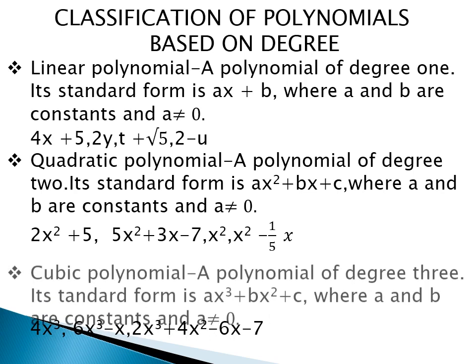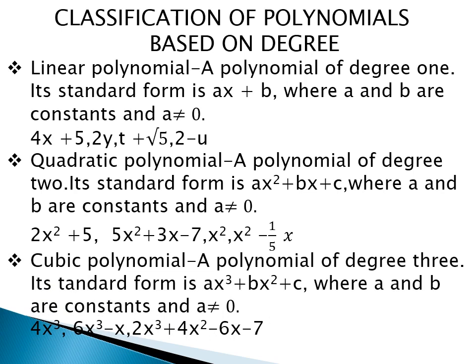Now if you understood the standard form of a quadratic, you can write the cubic easily. This time we have to start with the cube form: ax cube plus bx square plus cx plus d, along with the condition that a, b, c and d are constants and a not equal to 0. So the condition is clear to you, then we can understand the names easily.